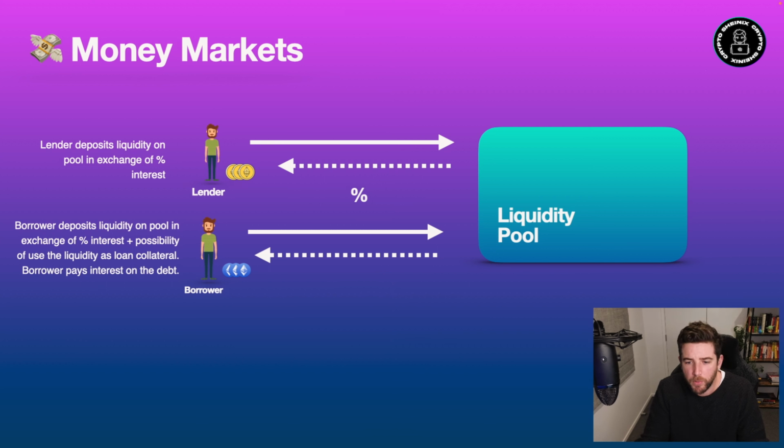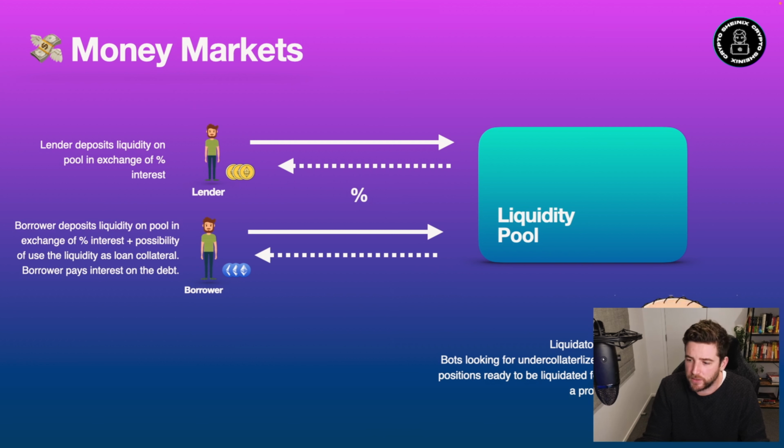The borrower pays interest on the debt, of course, so you borrow some money and you pay interest. What happens here is that the collateral you put on has a value. And if the value falls below a certain threshold that cannot cover the amount of money that you borrowed, then you will be liquidated. And this is what the liquidators do. This is the other actor. Liquidators are generally bots, looking for undercollateralized positions ready to be liquidated for a profit. They're not even people, but bots.